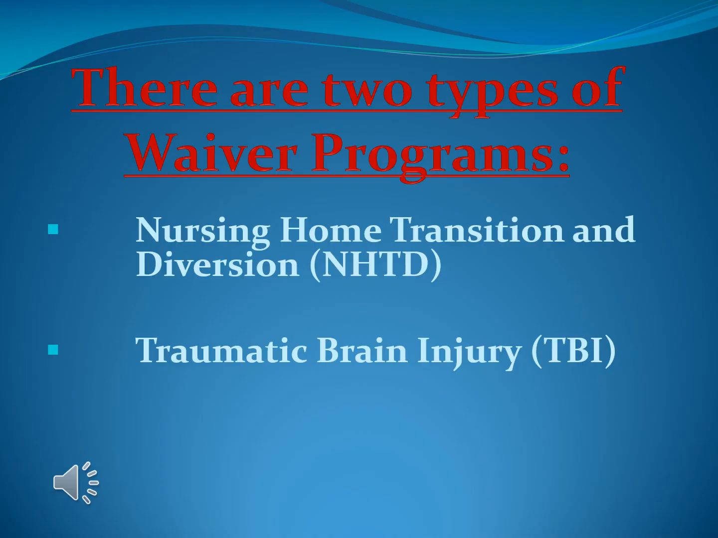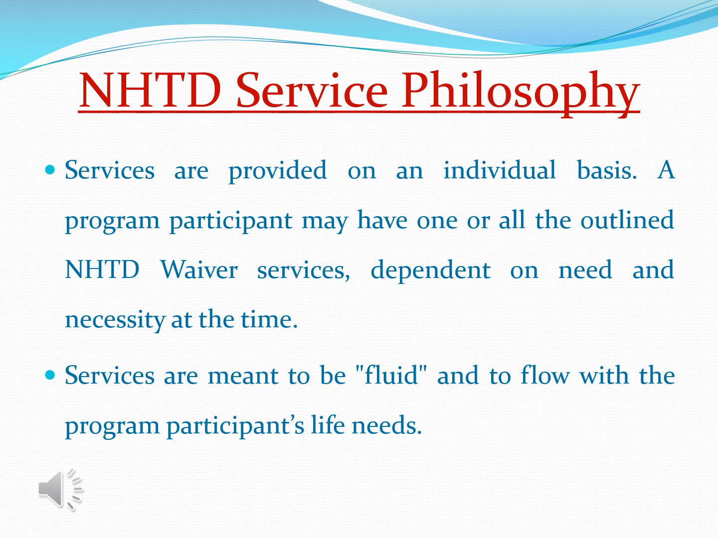There are two types of waiver programs: Nursing Home Transition and Diversion, NHTD, and Traumatic Brain Injury, TBI. NHTD service philosophy: services are provided on an individual basis. A program participant may have one or all the outlined NHTD waiver services, dependent on need and necessity at the time. Services are meant to be fluid and to flow with the program participant's life needs.